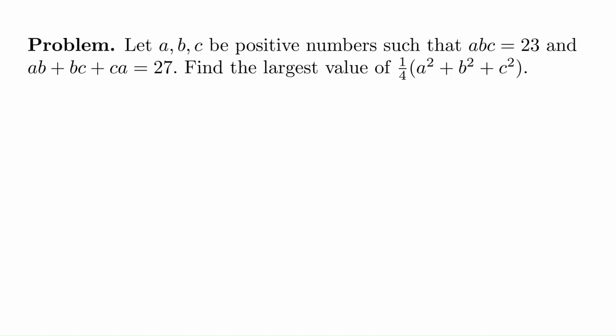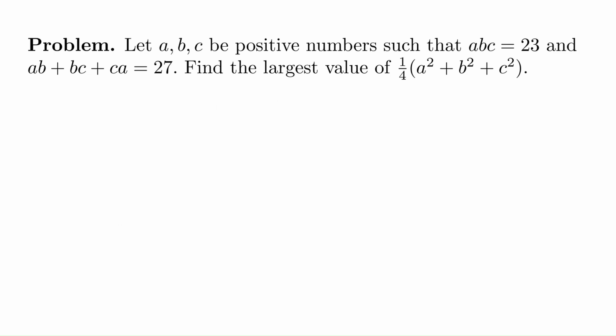Let's rephrase the problem. Let a, b, and c be positive numbers such that a times b times c equals 23 and ab plus bc plus ca equals 27. Find the maximum value of 1/4 times (a squared plus b squared plus c squared).